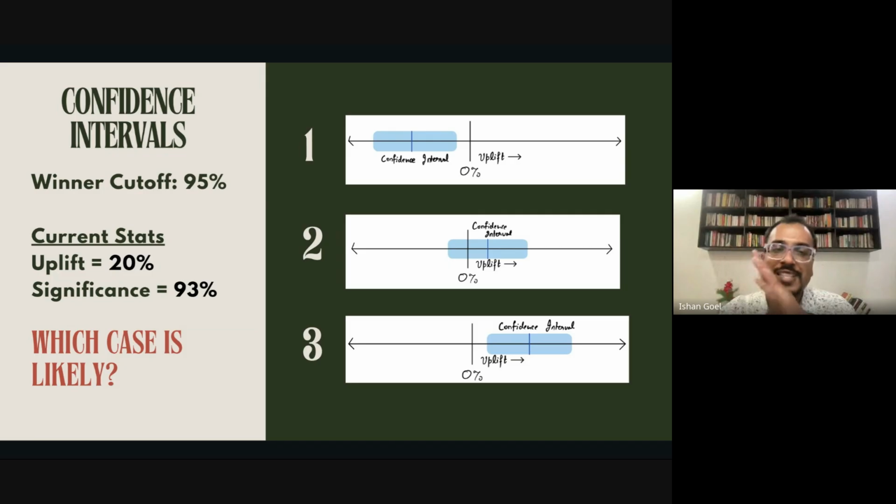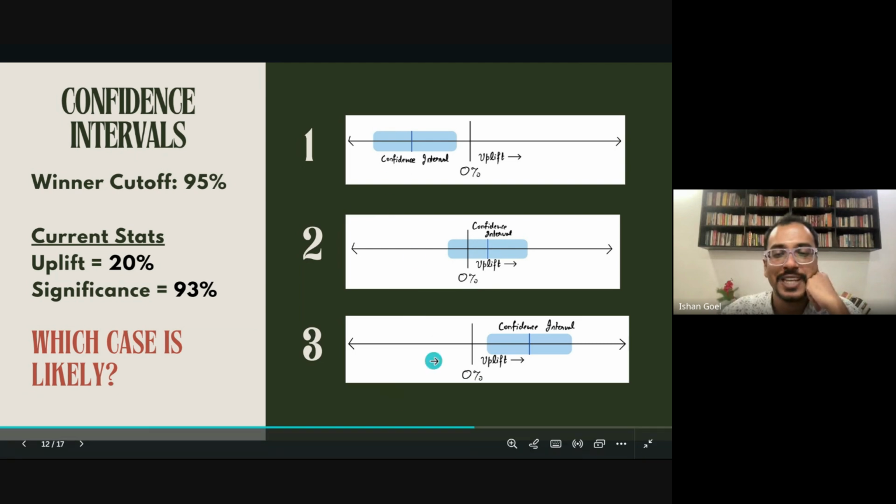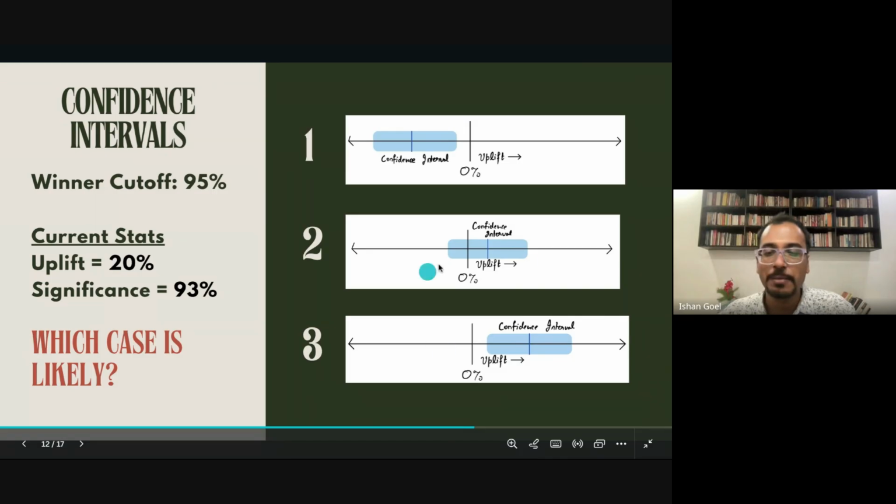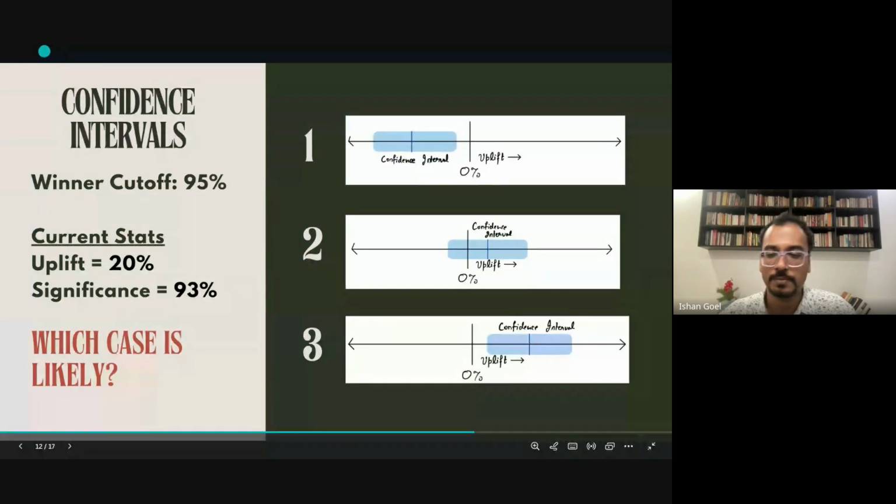So my question here is that your winner cutoff is 95%, and what you are seeing in the current statistics is that your uplift is 20% and your significance is 93%. Which of these three are likely to be the case with confidence intervals? We see the first one where the confidence interval is entirely below zero. The third one is entirely above zero. And the middle one is overlapping with zero.